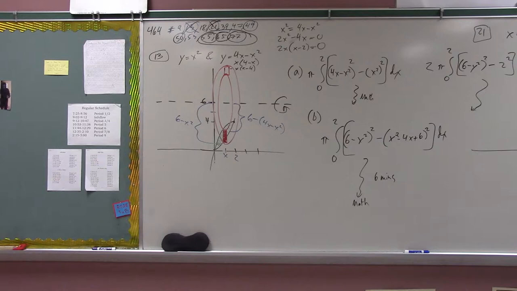65 was a pretty cool problem. 65 said, a manufacturer drills a hole through the center of a metal sphere of radius big R. The hole has radius little r. Okay, does everyone understand what's going on?